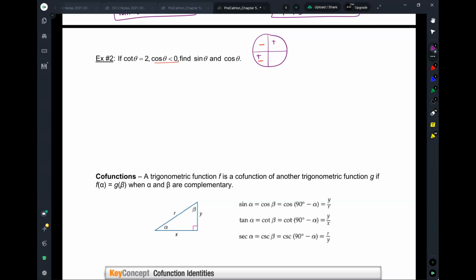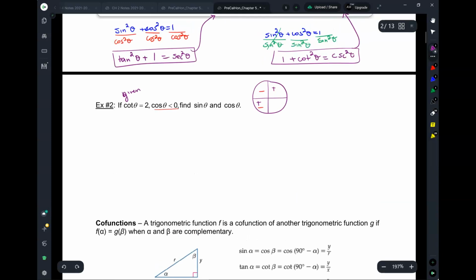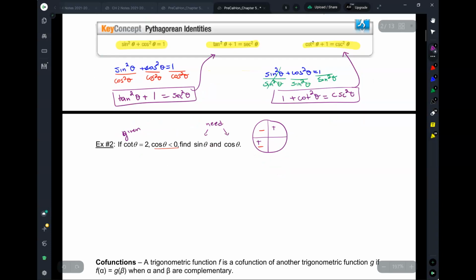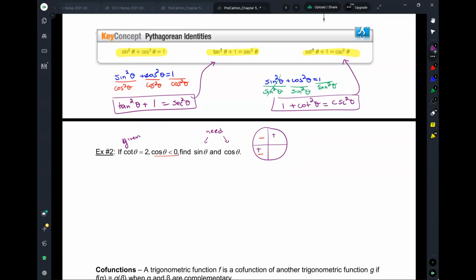Okay? Now, I know you can solve this using a triangle, but for this chapter, we're going to solve them only using the identities. All right? So, what you're given is a cotangent. What you need is a sine and cosine. Now, you want to look through your identities and see if there is any identity which relates cotangent to one of the ones you need. Okay? So, is there an identity that relates cotangent to something else?